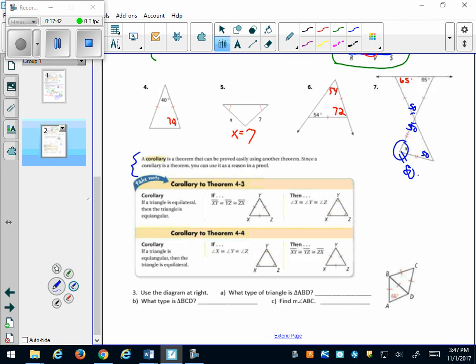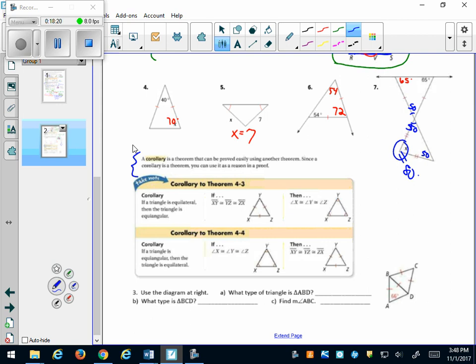So if you remember, we talked about the smallest angle is across from the smallest side, and the medium angle is across from the medium side, and the largest angle is across from the largest side. Well, if all of the angles are the same, then all of the sides are the same. Also, isosceles triangle theorem, right? If this angle is congruent to that angle, that means these two are the same. And if this angle is congruent to this angle, then that means these two are the same. And so you end up with all three angles and sides the same. So that's the first corollary.